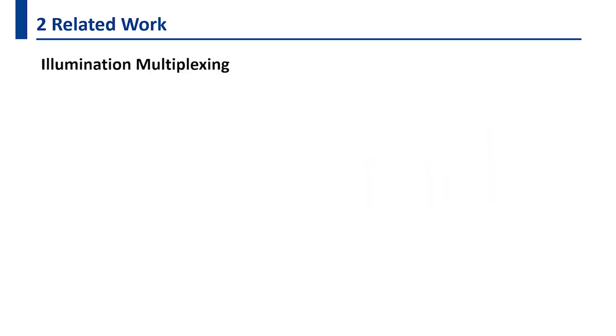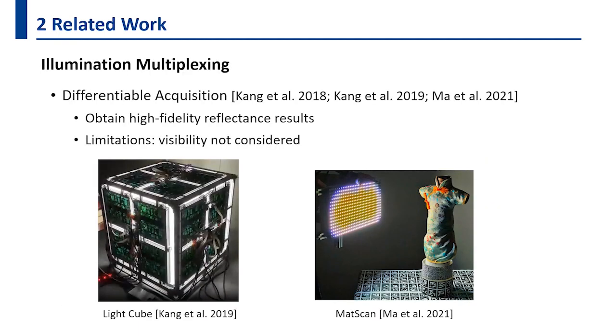For reflectance acquisition, a representative work is the differentiable acquisition technique, which learns a set of light patterns to reconstruct the reflectance. These works can achieve high-fidelity results on non-planar objects. However, they assume that each point can be illuminated by all LEDs, and the visibility information will be baked into the material.